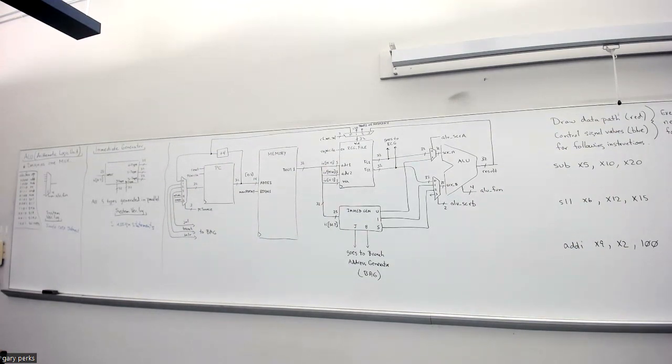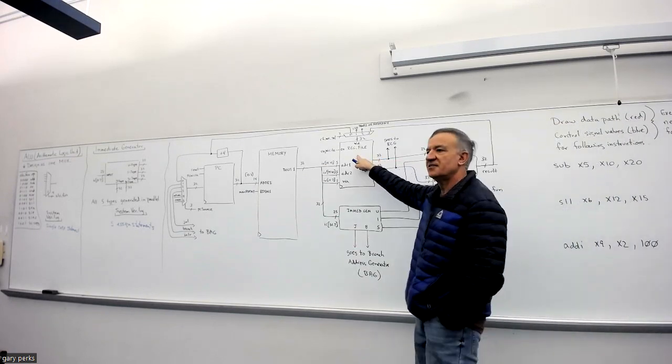So what does this instruction do? It's going to subtract. When you look at an instruction, you see X5, X10, X20. What does that tell you right away? Where are X5, X10, and X20? What piece of hardware? Yeah, they're in the reg file.